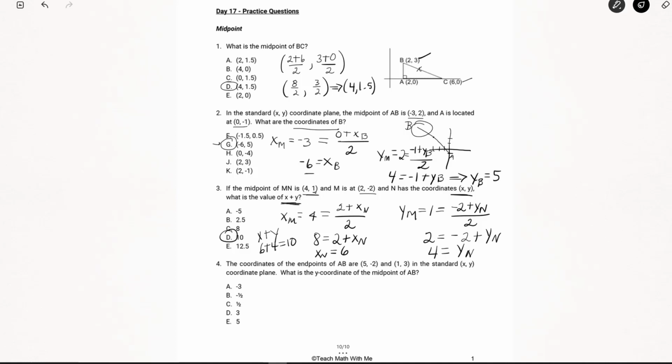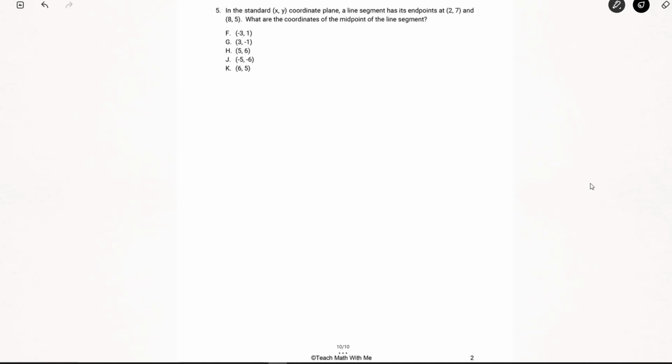For number 4, the coordinates of the endpoints of AB are (5, -2) and (1, 3) in the standard xy coordinate plane. What is the y coordinate of the midpoint of AB? So we only need the y coordinate here. We're given both A and B, so let's just look at the y coordinate of the midpoint. It's going to be -2 plus 3 divided by 2. We're going to simplify this out, and -2 plus 3 is 1, over 2. So that gives us 1/2. Answer choice C.